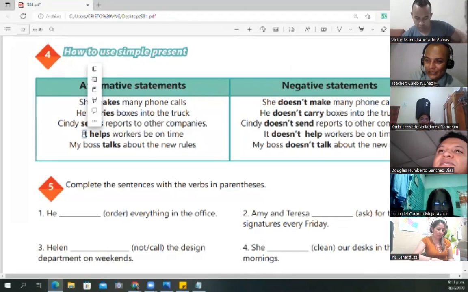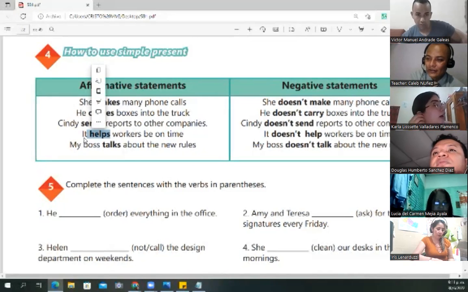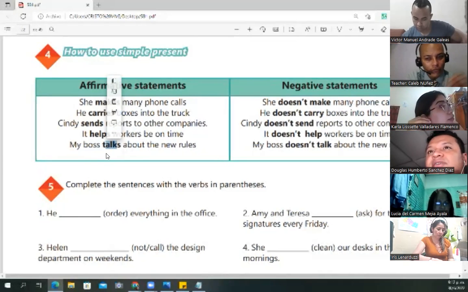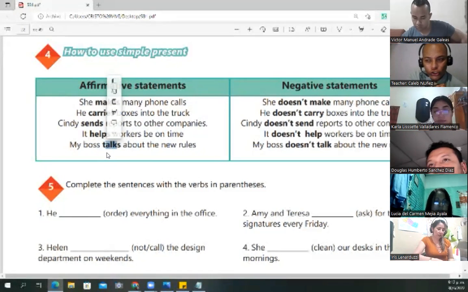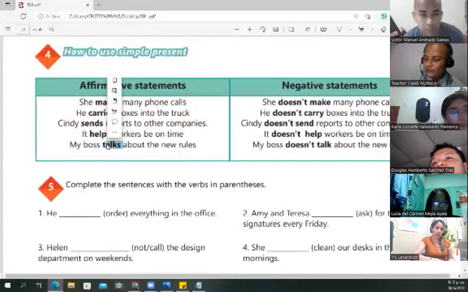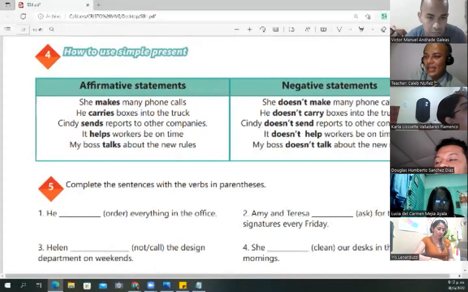Pero estamos hablando de esto, de eso. Helps. My boss, de mi jefe. El verbo es talk. Platicar, hablar. Talk. Repeat. La L no se pronuncia. Talk. Tercera persona: talks. Entonces, esto sucede en affirmative.